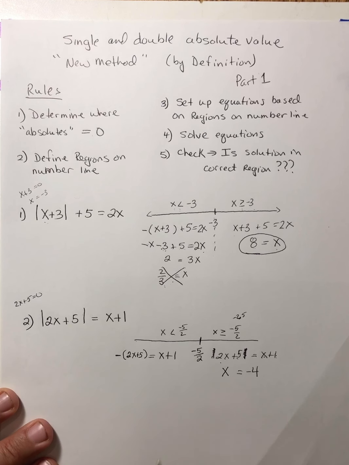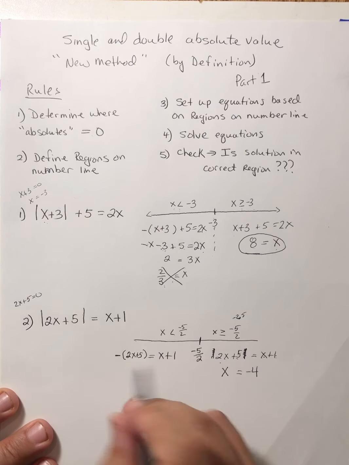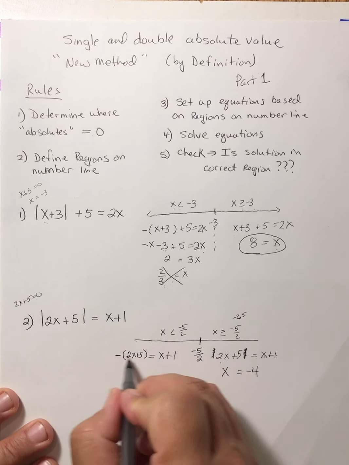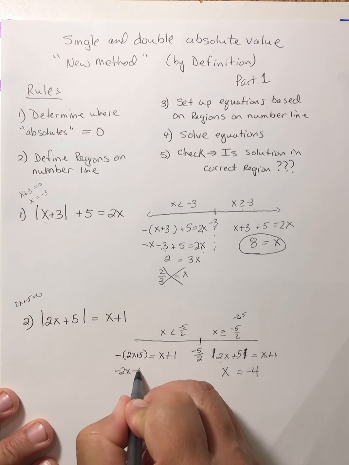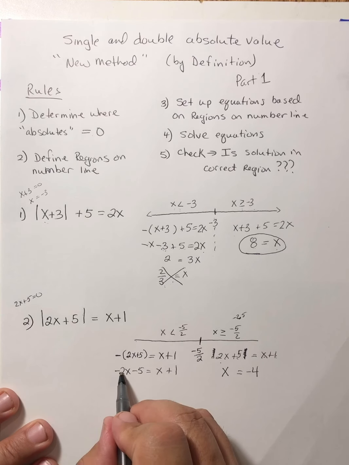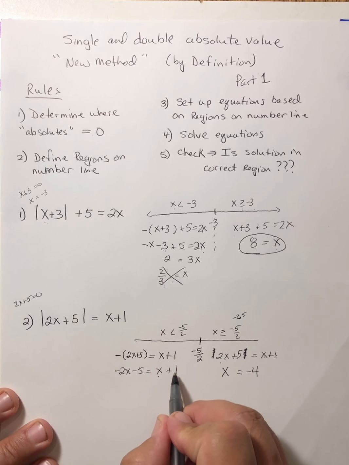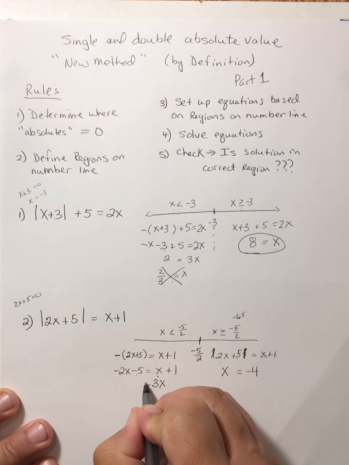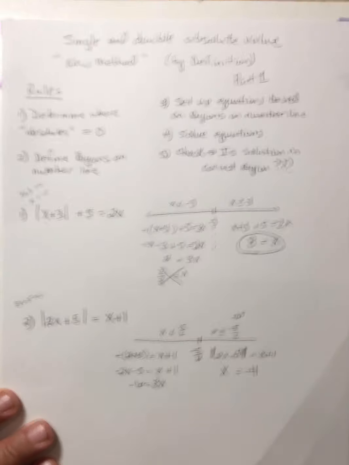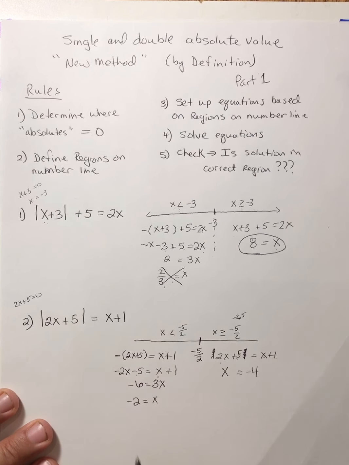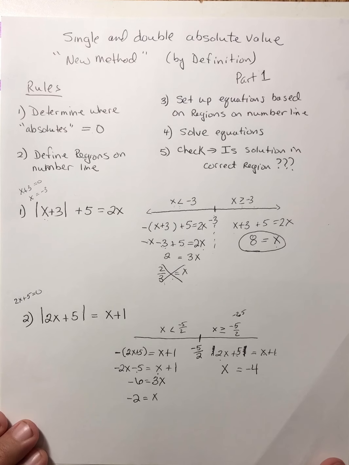Okay. I'll do my checks after. I mean, you can do your checks now if you wanted to. Here I'll distribute. I'm going to add 2x to the right. I'm going to subtract 1 to the left. So I'm going to add 2x gives me a 3x. Subtract 1 gives me a -6. Now I'm going to divide. Okay. So we came up with our solutions, our possible solutions, our potential solutions.